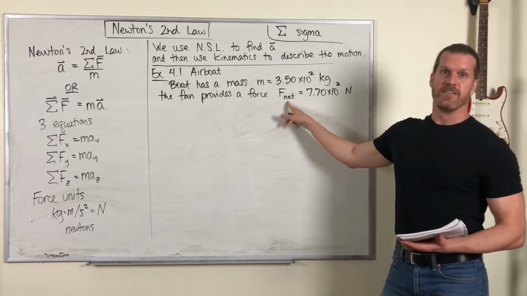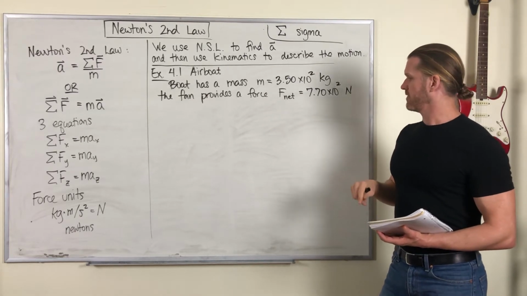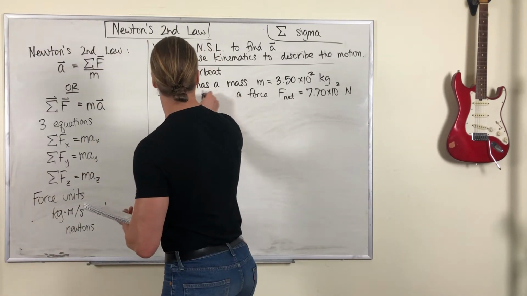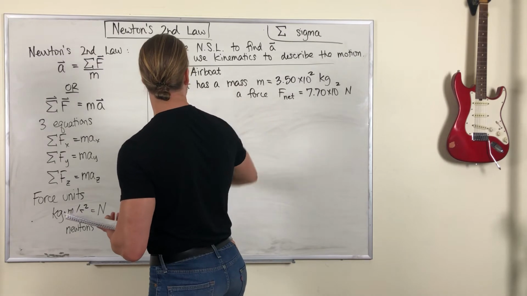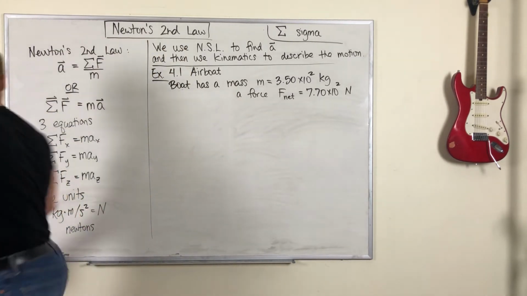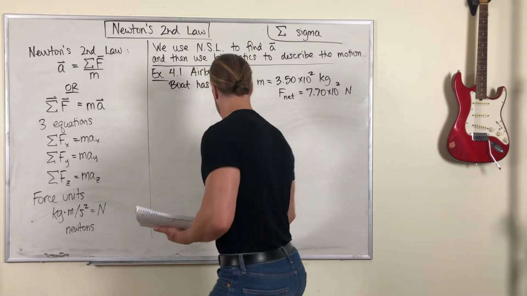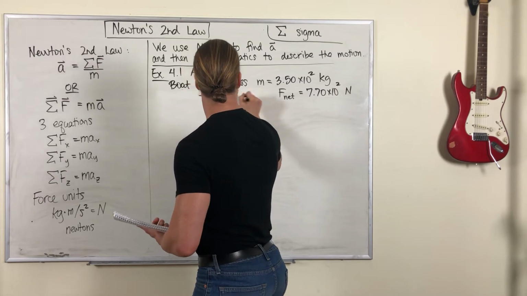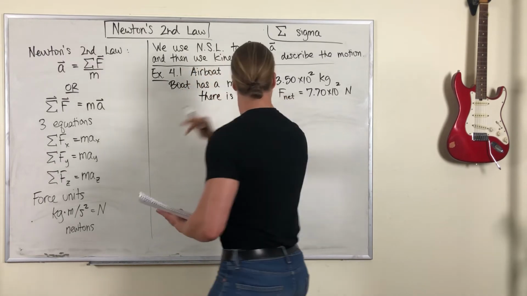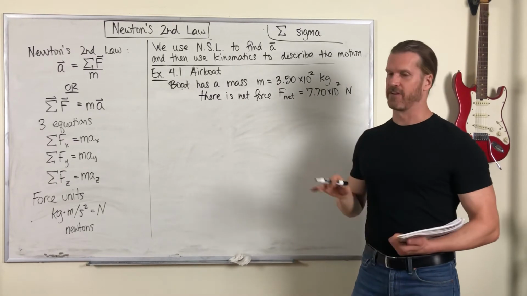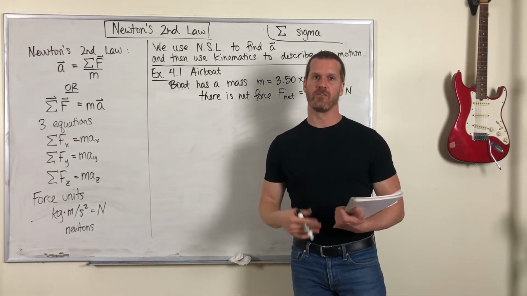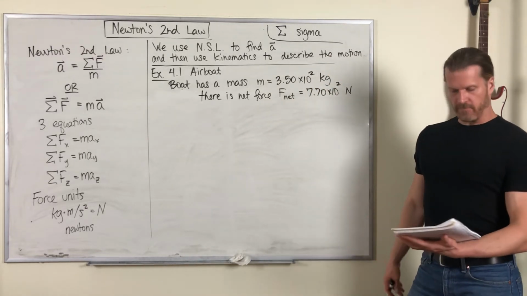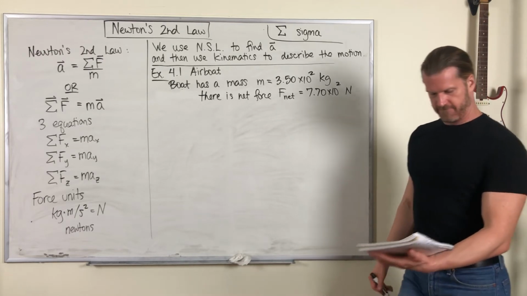Now this is a net force, so I should actually say, I should rewrite this. I should say there's a net force on the boat. Because this net force is the force the fan provides minus whatever resistance force there is from the water. So we'll ask a few questions.